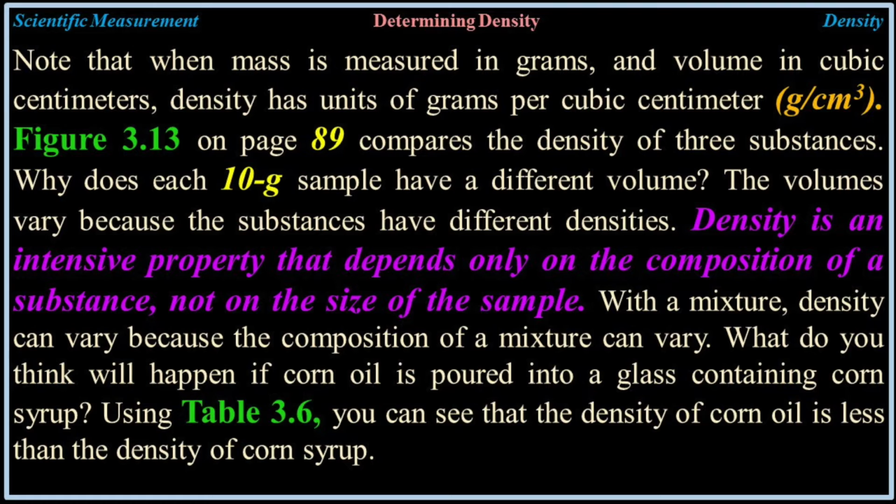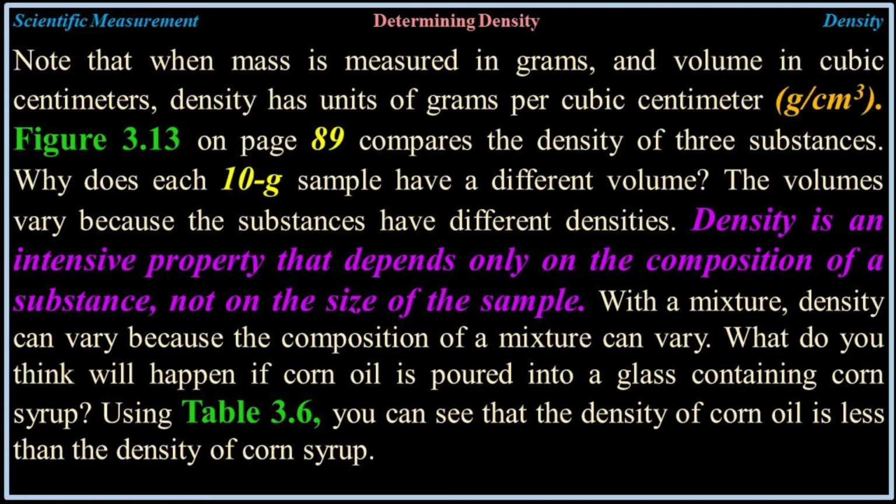Why does each 10-gram sample have a different volume? The volumes vary because the substances have different densities. Density is an intensive property that depends only on the composition of the substance, not on the size of the sample, as long as the temperature is constant. With a mixture, densities can vary because the composition of the mixture can vary.